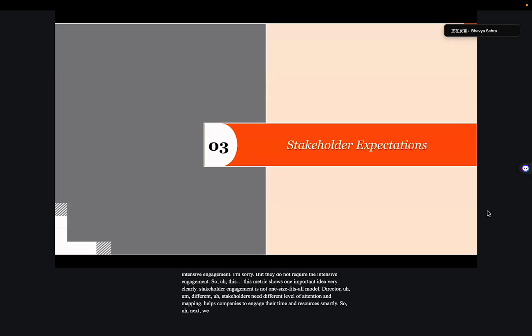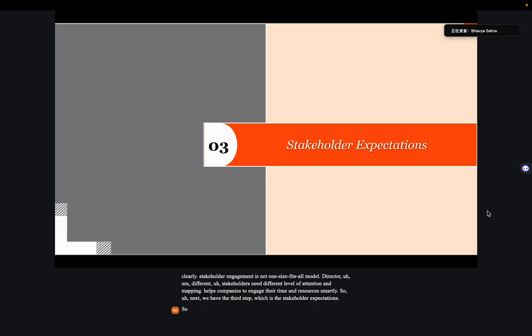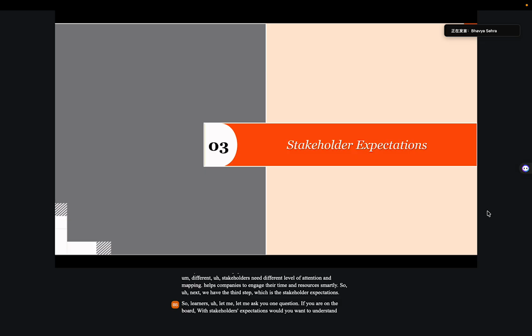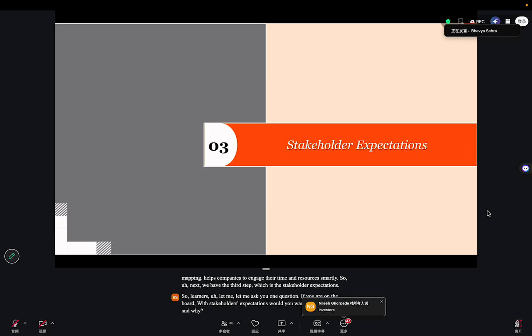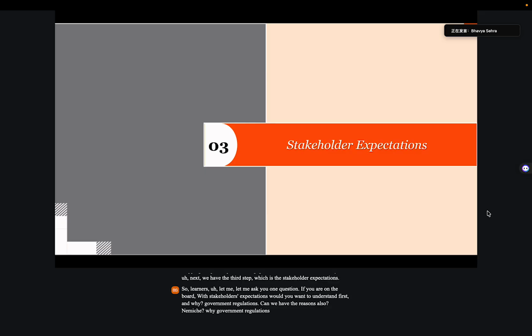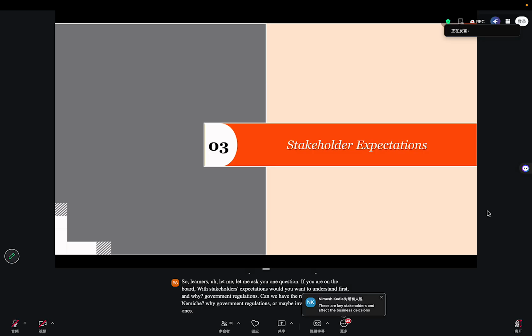So next we have the third step, which is stakeholder expectations. Learners, let me ask you one question. If you were on the board, which stakeholders' expectations would you want to understand first and why? Government regulations. Can we have the reasons also? Nimesh, Nilesh? Why government regulations or maybe investors first? So these are key stakeholders and affect the business decisions. Okay. Learners, can we have more responses, please?